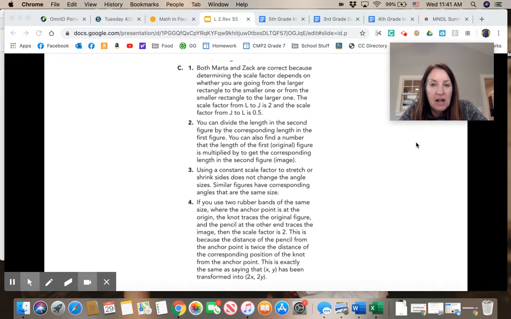C3, using a constant scale factor to stretch or shrink does not change the angle sizes. Similar figures have corresponding angles that are the same size. So when you have similar figures, the angles are the same. C4, if you use 2 rubber bands of the same size, you should have got a scale factor of 2 because the distance of the pencil from the anchor point is twice the distance of the corresponding position of the knot. This would be the same as saying that (x, y) has been transformed by (2x, 2y).